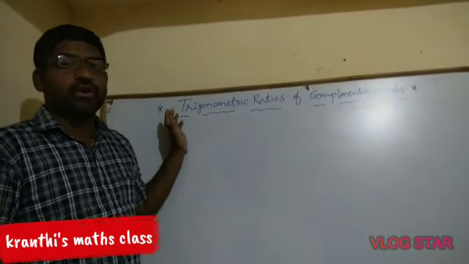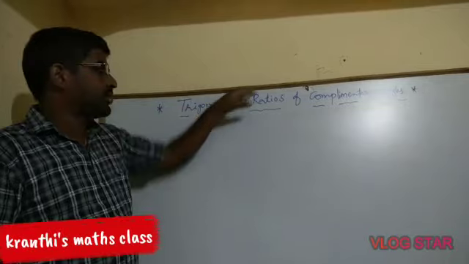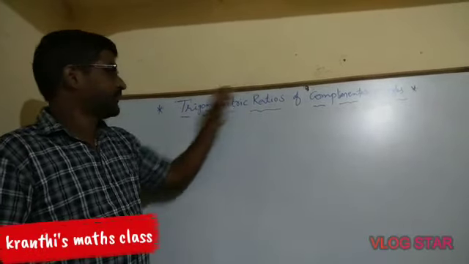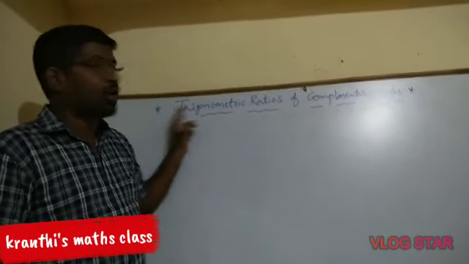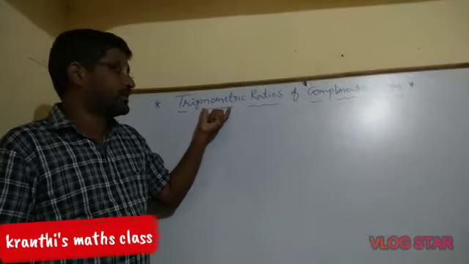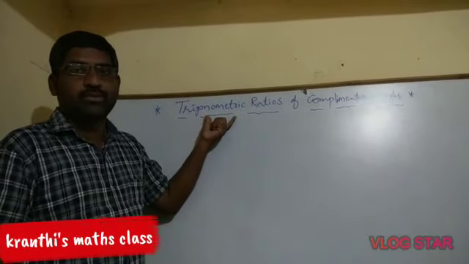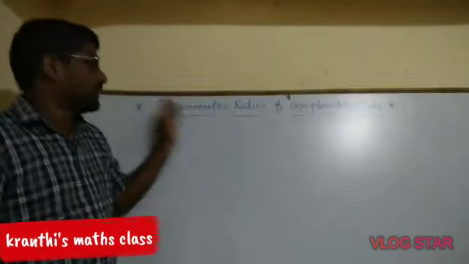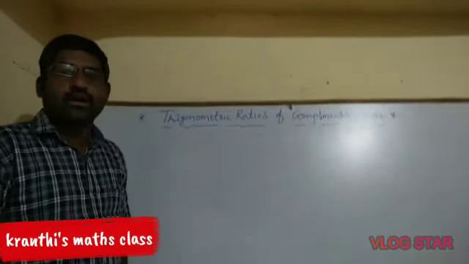Now before starting the 11.3 exercise of class 10th, we have to learn about some trigonometric ratios of complementary angles. We know that a total of 6 trigonometric ratios are there in our chapter on trigonometry. They are sin theta, cos theta, tan theta, sec theta, cosec theta, and cot theta.